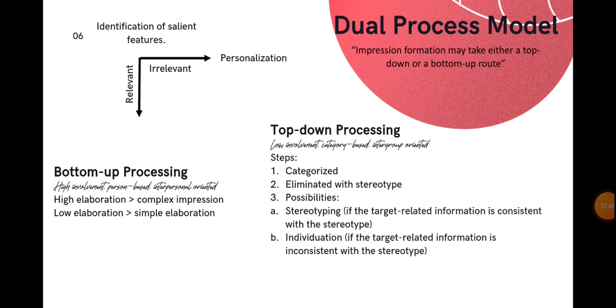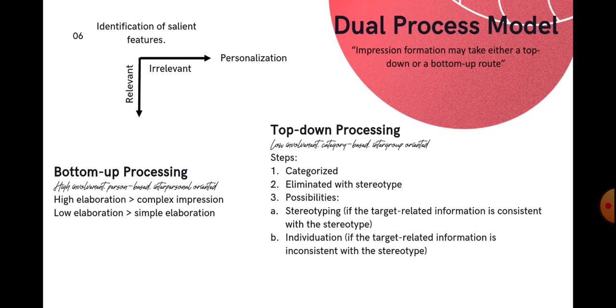So basically, if the bottom-up processing is making inferences based off of the person that is being judged, the top-down processing is usually making association between the target with certain groups. So the steps here are that first we categorize the target into a group, and then we will eliminate it with stereotype, and then there could be two possibilities. So let me explain further.